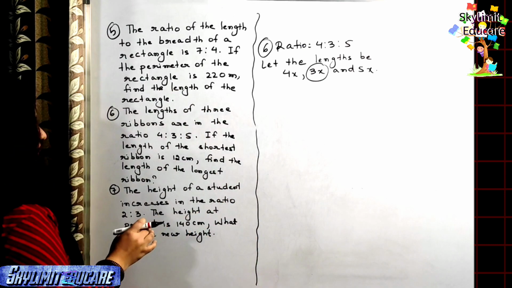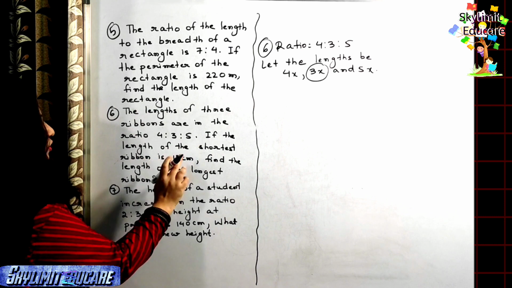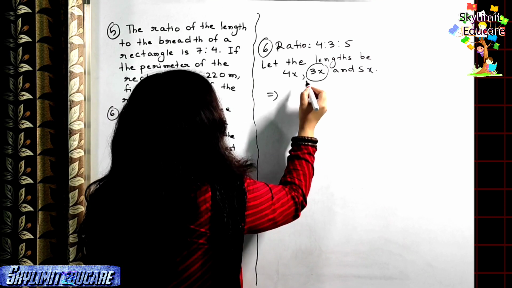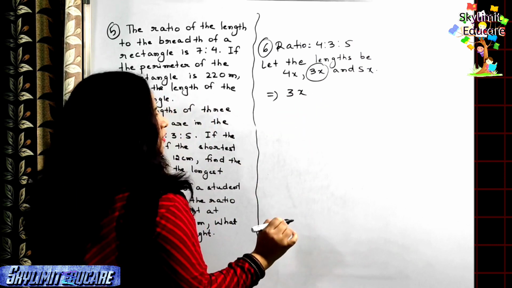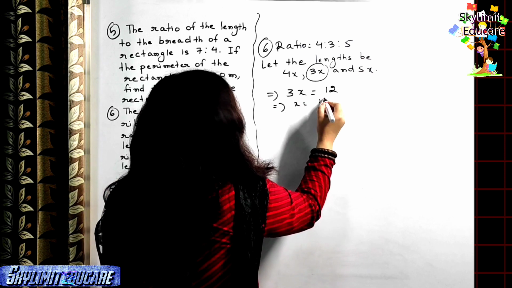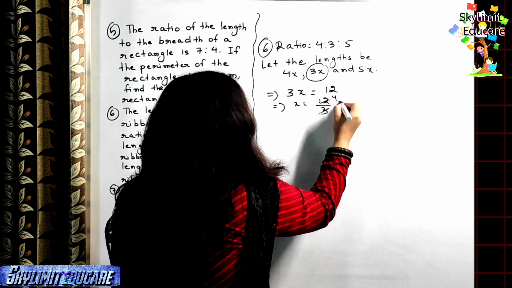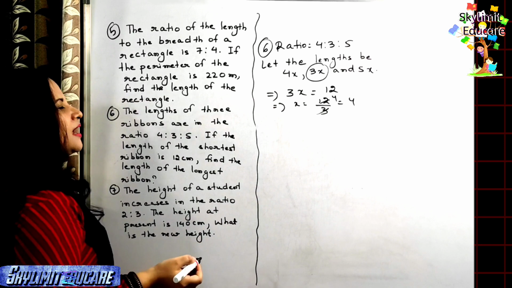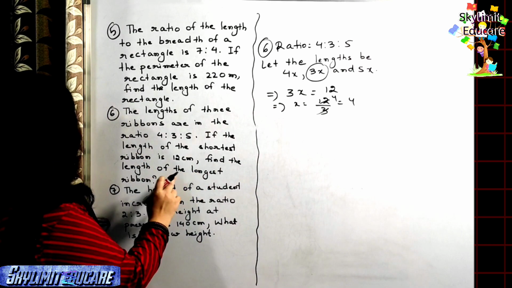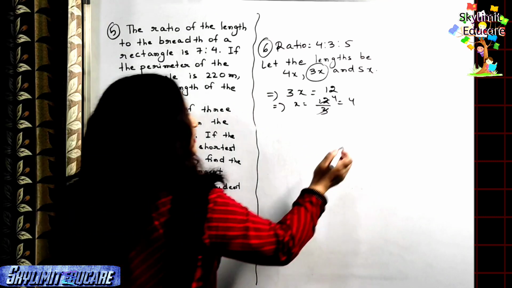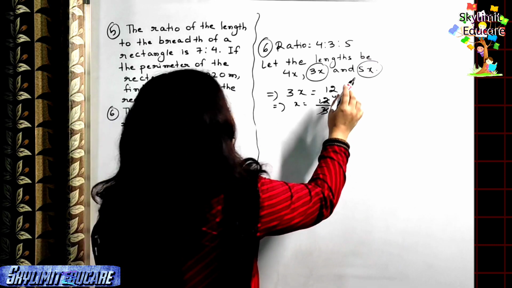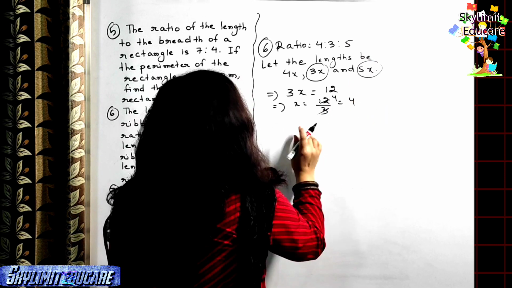In the question it's given that the length of the shortest ribbon is 12 centimeter. That implies the shortest ribbon corresponds to 3x only. So 3x is equal to 12, so x will be equal to 12 by 3. So the value of x is 4, and with the help of this we can find the lengths of all the ribbons. But you are asked to find out the length of the longest ribbon. So obviously the longest ribbon will be 5x, because it's the greatest multiple here. Yes or no? So 5x.